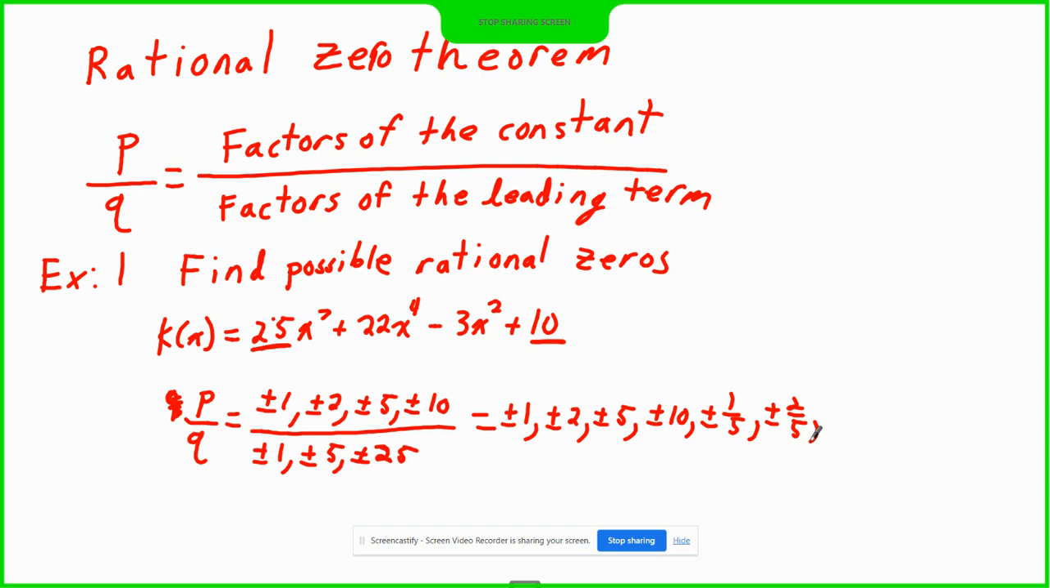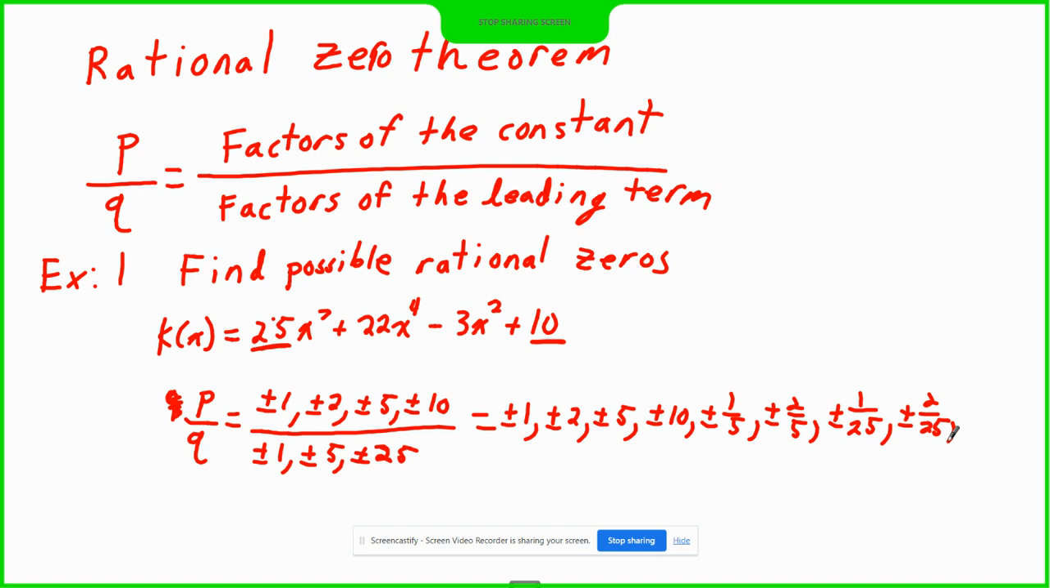1 divided by 25. Good, so we get plus or minus 1 over 25. 2 over 25. So we got 2 divided by 25 plus or minus. And then we have 5 over 25, which reduces down to 1/5, which we already wrote down. And then 10 over 25 reduces down to 2/5, which we already wrote down.